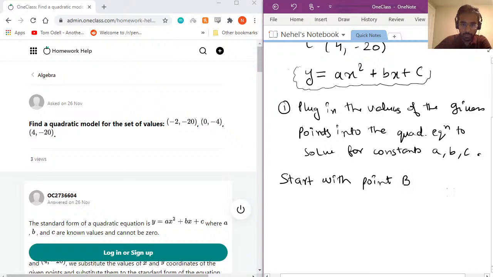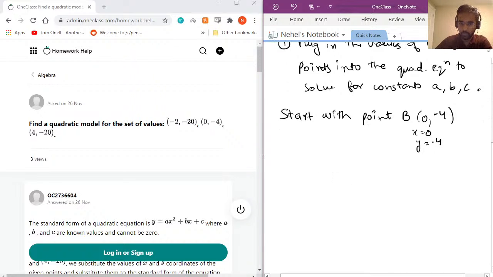Point B, which is 0, minus 4. So what this means is for B, x equals 0 and y is equal to minus 4. Okay, so if I plug it in, we would get minus 4 is equal to a times 0 squared plus b times 0 plus c. So I plugged in those values in the quadratic equation. This obviously becomes 0. This is also 0. We are left with c. So therefore we get right at the back c equal to negative 4.